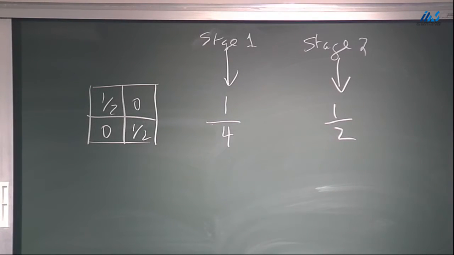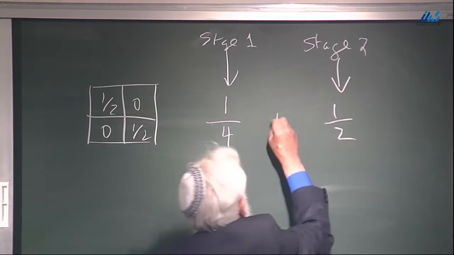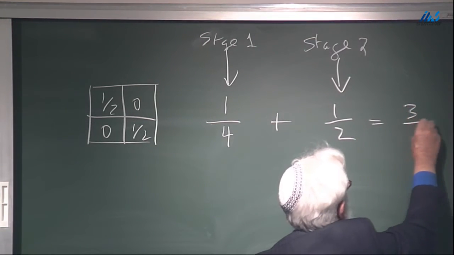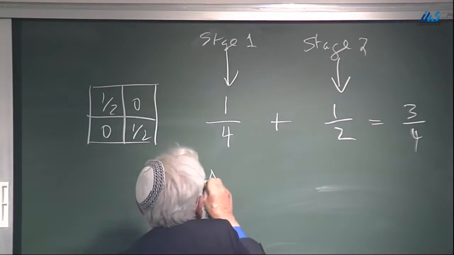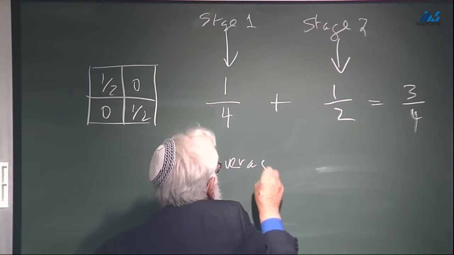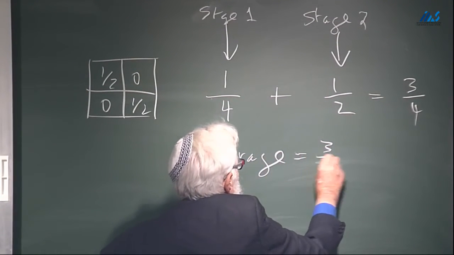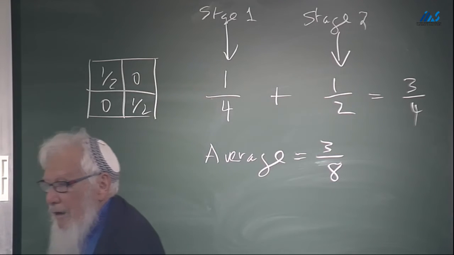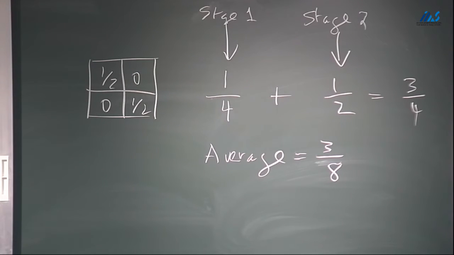So the total payoff will be a half plus 1/4 equals 3/4. Average is 3/8. Okay. So by doing this, he can get an average of at least 3/8, which is better than if he would have given the game away right away at the first stage.